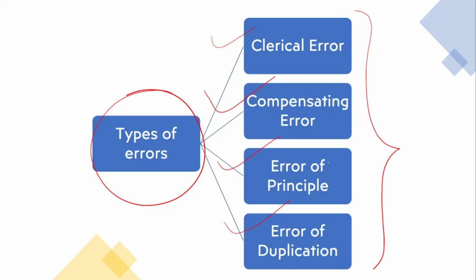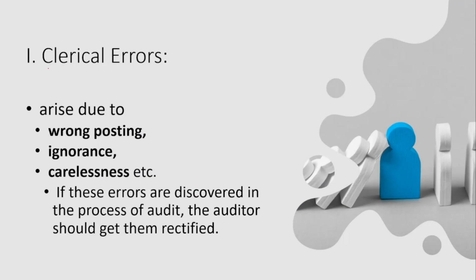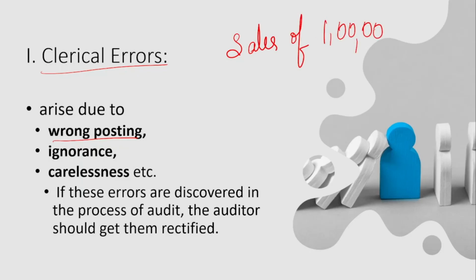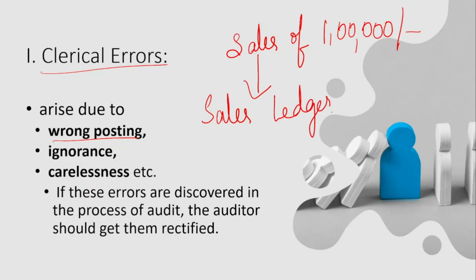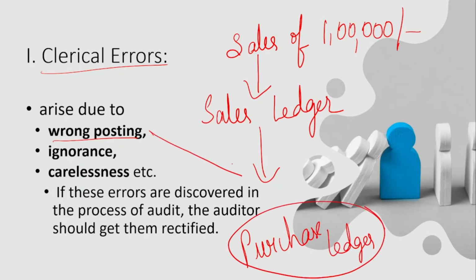Let us see what each error says. First one is clerical error, which is arising due to wrong posting. For example, you would have made a sales of rupees 1 lakh, but instead of recording it into the sales ledger, where you need to record it, you will record it into the purchase ledger. This is known as wrong posting.